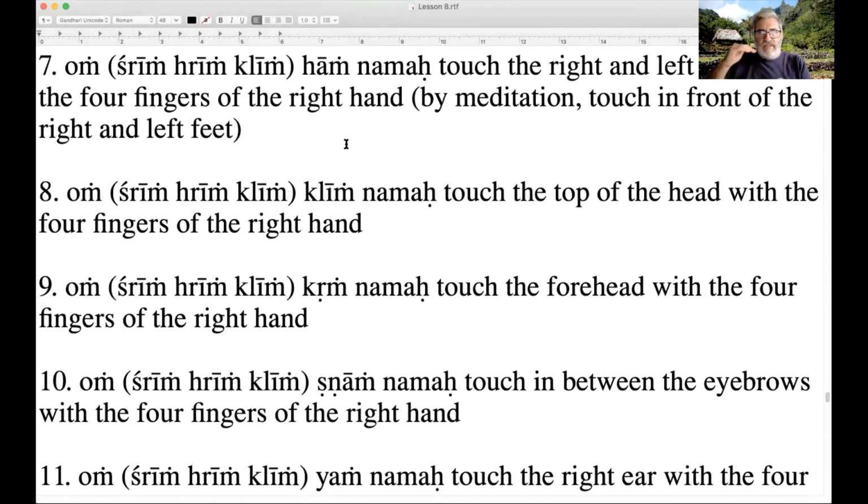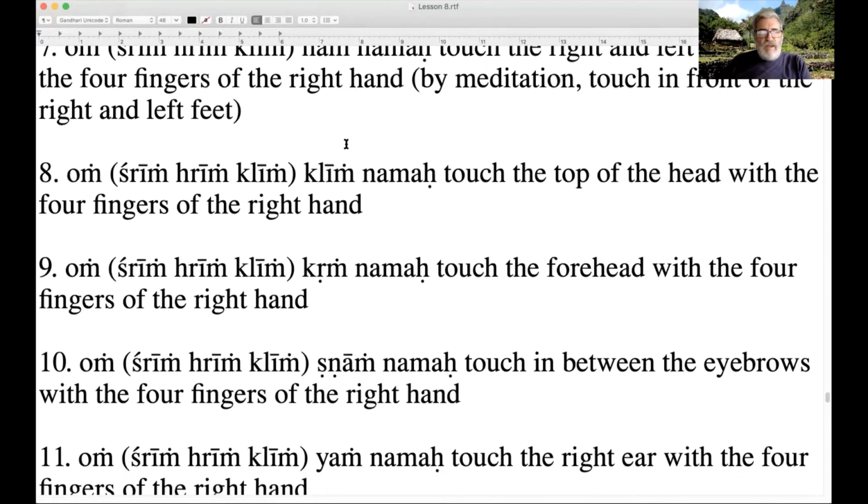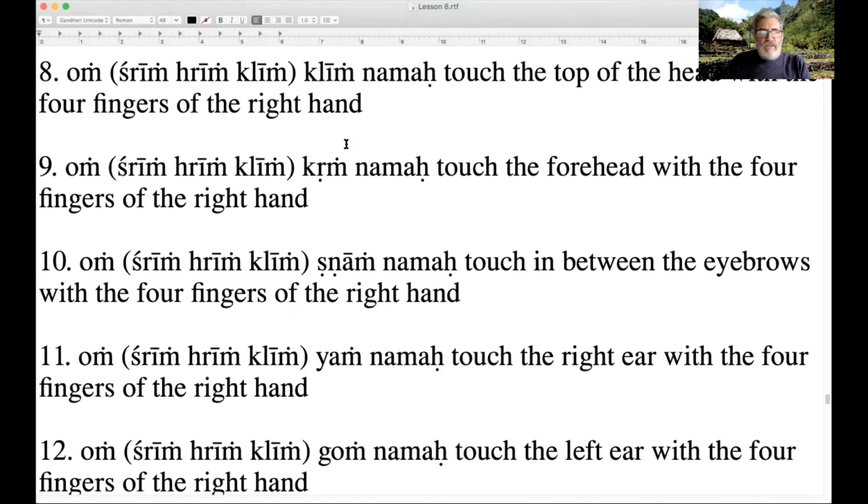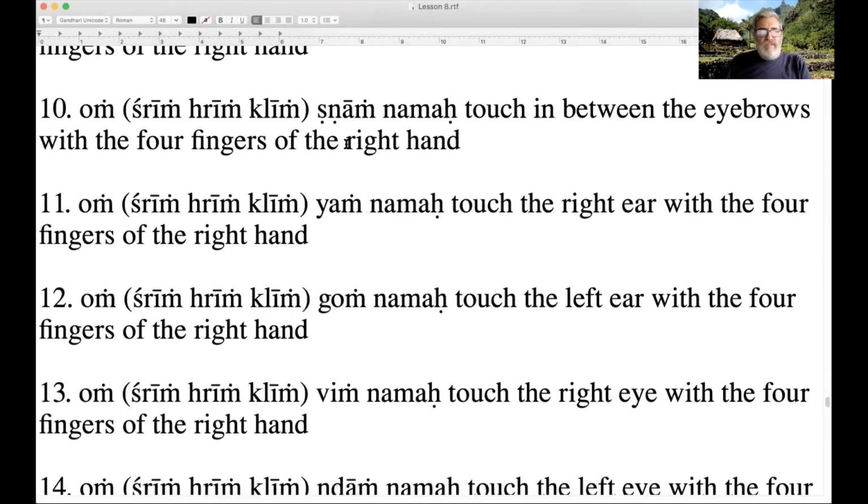So we've gone from the heart down to the feet, and then we're going to do from the head down, right? Touch the top of the head with the 4 fingers of the right hand. Om Krim Namaha, touch the forehead with the 4 fingers of the right hand. Then between the eyebrows, right? So the top of the head, the forehead, and then in between the eyebrows. Right? Om Shnam Namaha, touch between the eyebrows with the 4 fingers of the right hand.